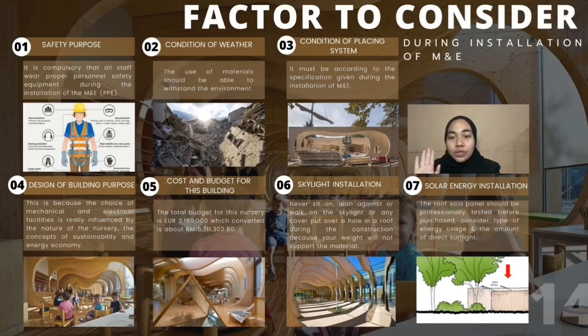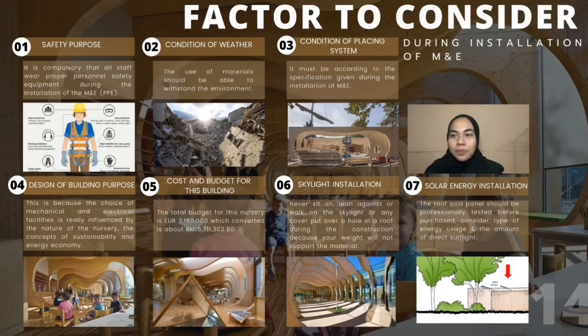This building was constructed as for replace two previous schools in the Guastalla that were destroyed by the 2012 earthquake in the city. Thirdly, condition of the placing system. It is masked according to the specifications given during the installation of the M&E. Fourth, design of the building purpose. It is necessary to know the design of the building during the mechanical and electrical installation.